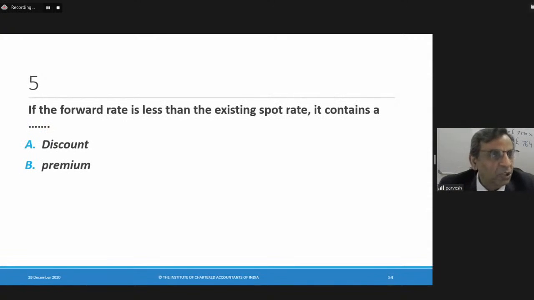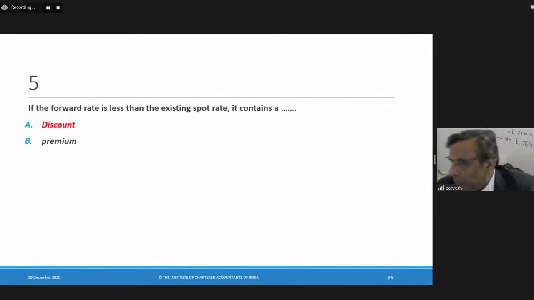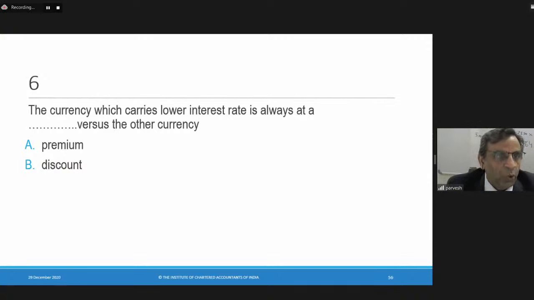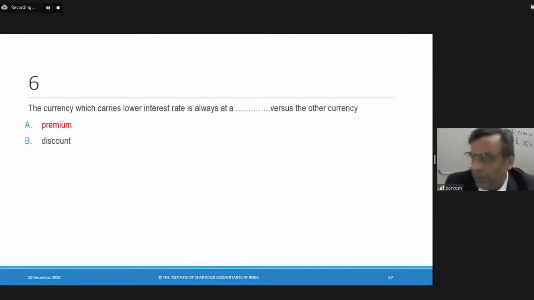Let's do this. If the forward rate is less than the existing spot rate, it contains a discount or a premium. It contains a discount. Then the currency which carries a lower interest rate is always at a dash versus the other currency. So the right answer should be premium.